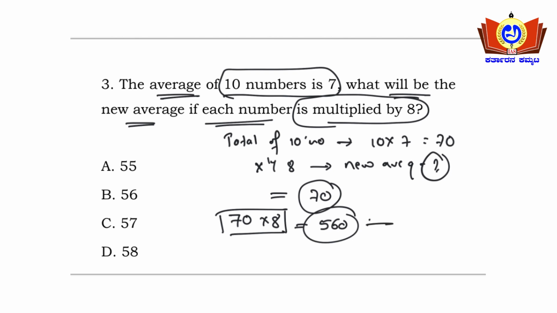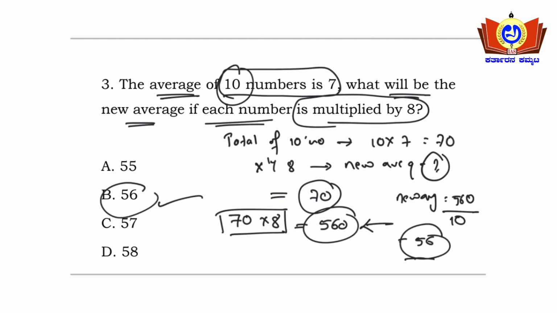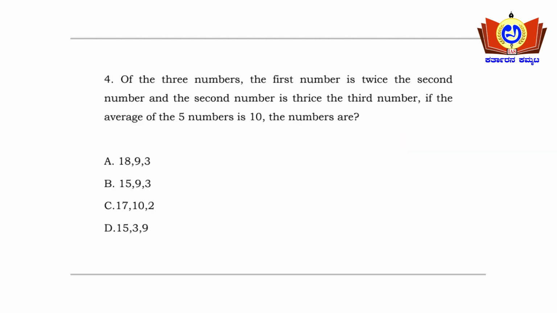This is the total when each number is multiplied by 8. So the new average will be 560 upon 10. There are 10 observations, so 560 upon 10 is nothing but 56. So option B is the right answer here. Moving on to the next question.